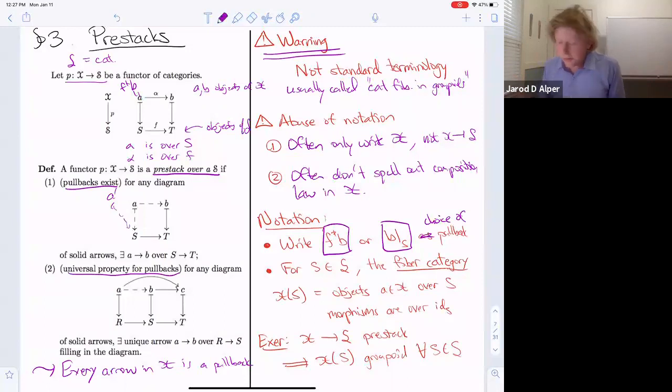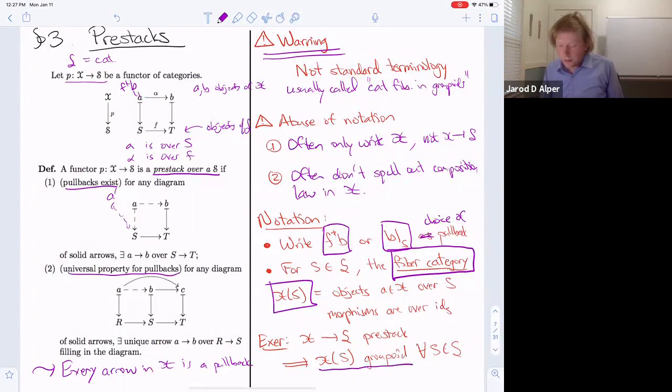And the final thing on this page is this important notion that if you have a prestack, you define the fiber category, which is this X_S, where the objects are just objects of X that live over S, and all of the morphisms are over the identity. And as a useful exercise, you should show that if you have a prestack, then all of these are groupoids. That every map in the fiber category is invertible.